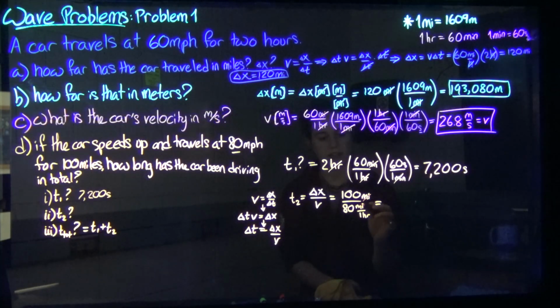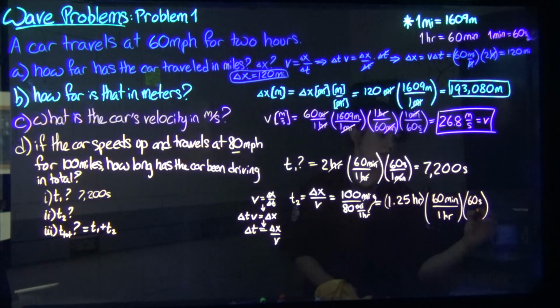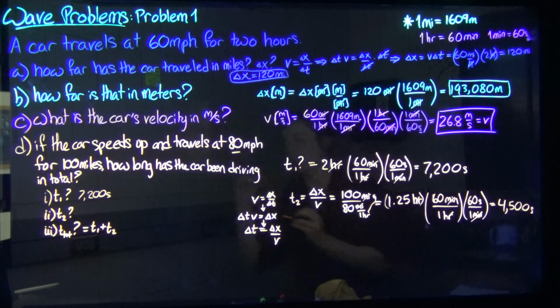So our miles are going to cancel. Hours is going to come up here on top. And we've got 100 divided by 80 is 1.25 hours. If we want that in seconds, 60 minutes. Those cancel. And we're going to be left with 4,500 seconds. That's going to go here.